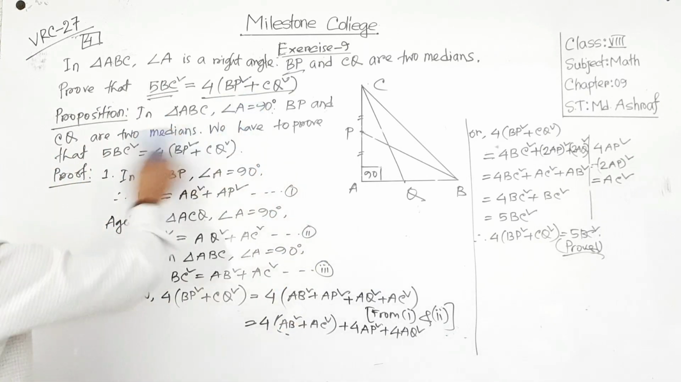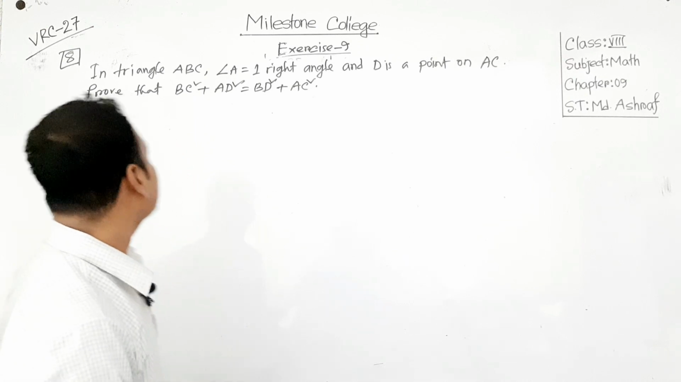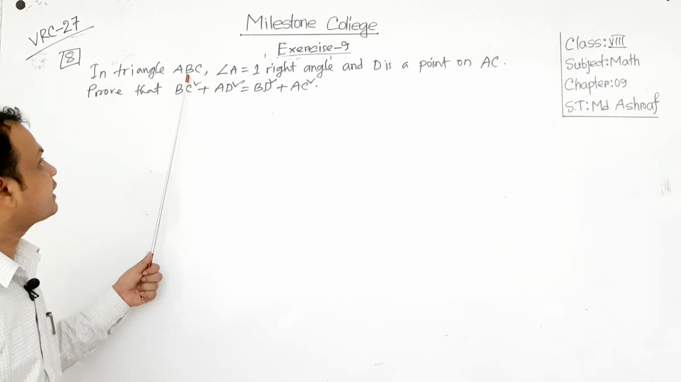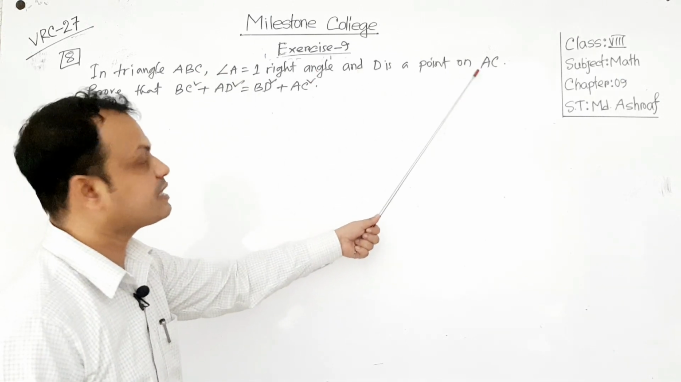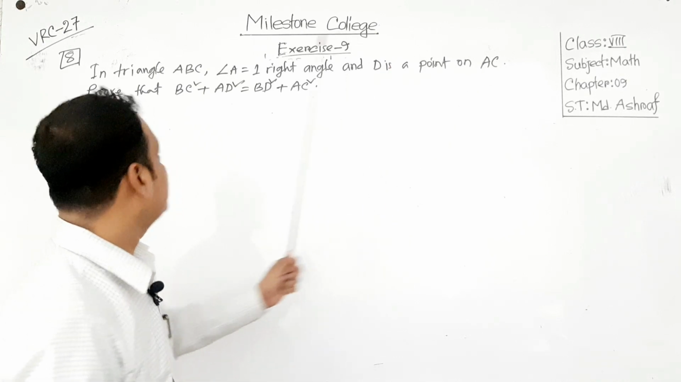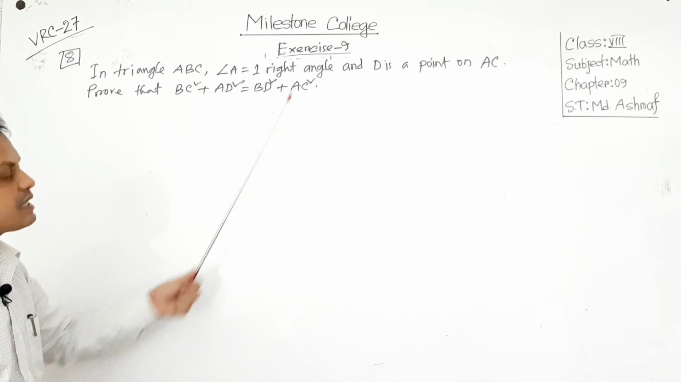Okay, I want to erase this part. Now read the question, number 8. In triangle ABC, angle A equals 1 right angle, and D is a point on AC. On the side AC there is a point D. We have to prove that BC square plus AD square equals BD square plus AC square.